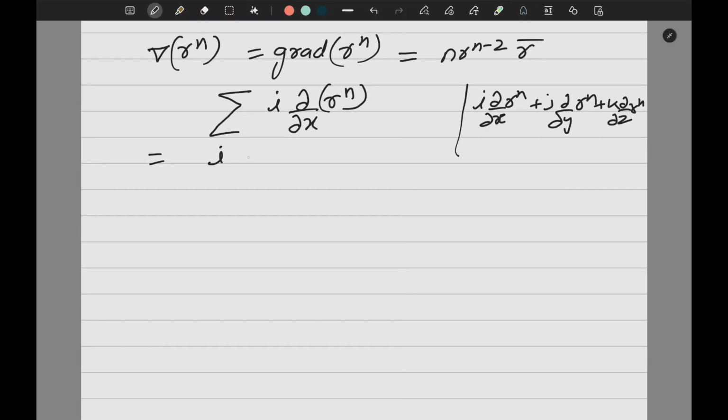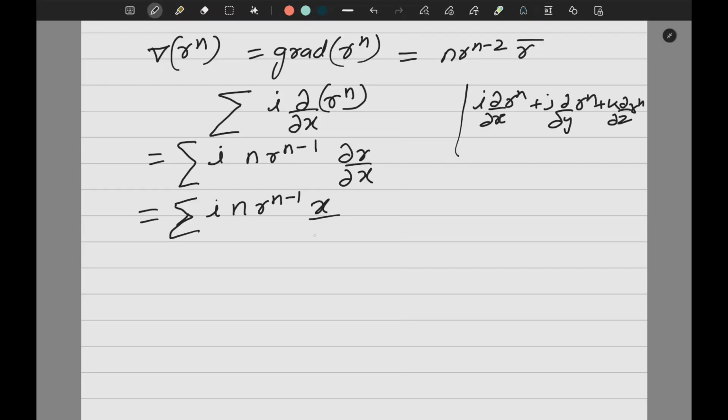Now what is the differentiation of r to the power n? n r to the power n minus 1 ∂r/∂x. And remember, it is summation. Now summation i n r to the power n minus 1 x by r. And this is nothing but summation i n r to the power n minus 2 x, because this r will go up. Okay.